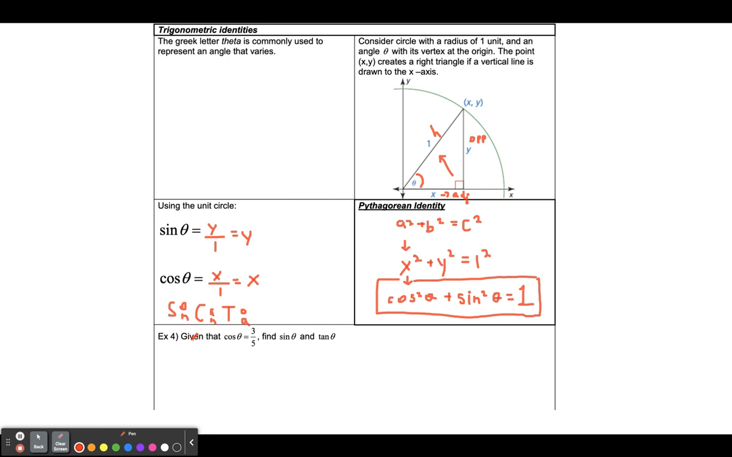Okay, so here in the example, I'm saying, given that cosine of theta is equal to 3/5, find sine of theta and tan of theta. Okay, the first one that's going to be the most simple to do is finding sine of theta first. So again, we're going to use that identity that we just came up with over here, and we're just going to plug in the value that was given. So we have cosine squared theta plus sine squared theta is equal to 1.